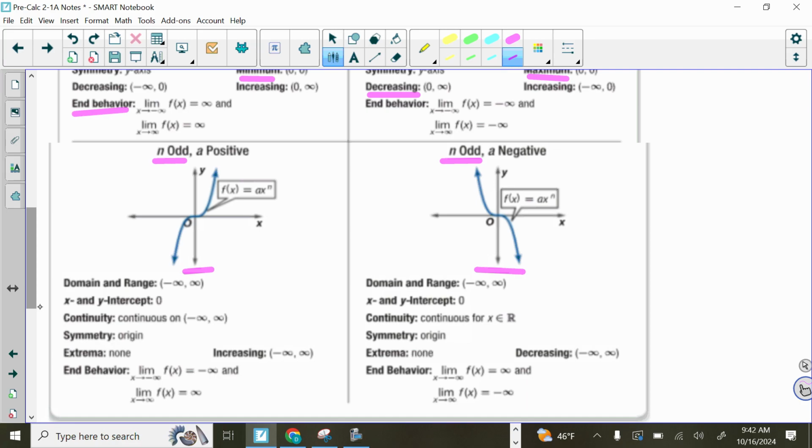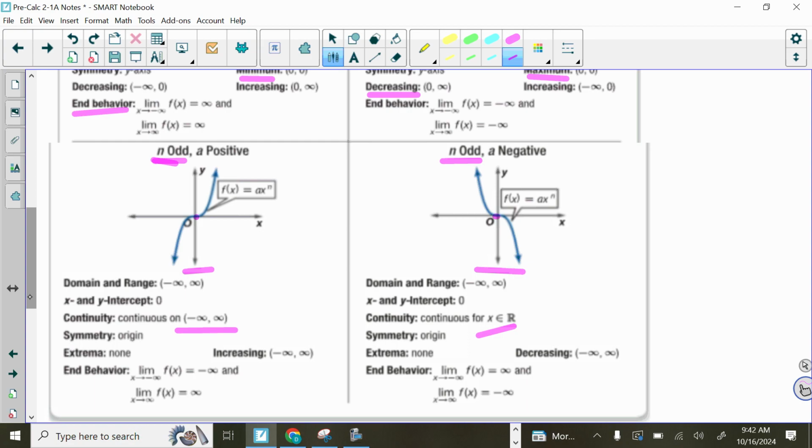Okay, domain and range for both of these is all reals, negative infinity to positive infinity. You still have an x and y intercept at 0 for both of them. So those are still there. Continuity is continuous basically through the whole thing. There's no breaks on it. So continuous on negative infinity to infinity, or like I said, all reals, like it says here. Symmetry is the origin, right? We talked about that being odd.